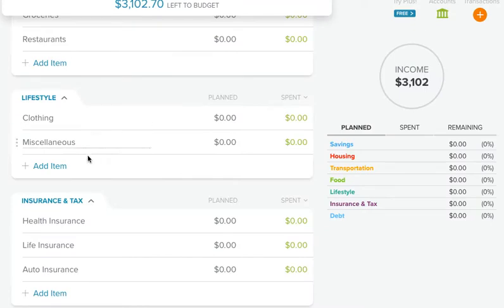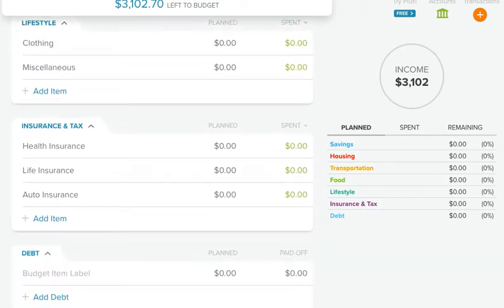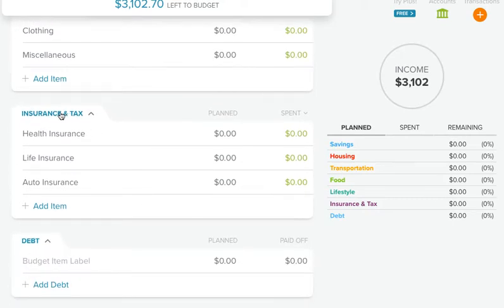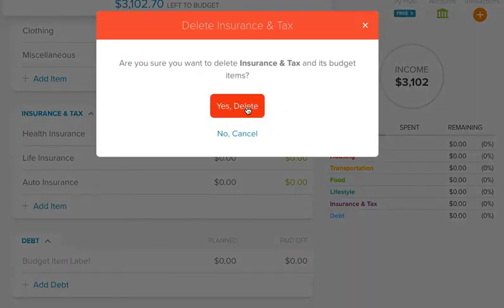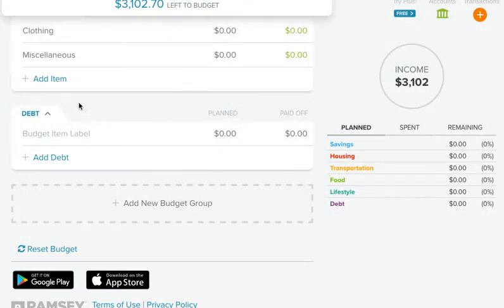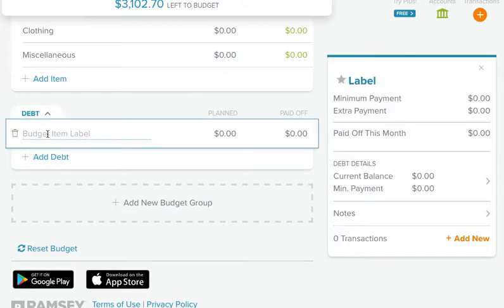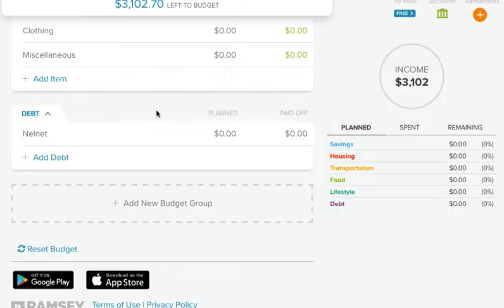I am going to leave miscellaneous because we usually always have extra expenses that we don't count on. And I am going to delete this category since I already put the car insurance where it's the automobile. And because everything else I have with my employer, I don't have to worry about health insurance or life insurance since I don't have kids right now. So it's all part of my salary. And debt, I actually do have school loans, so I'll leave that there.